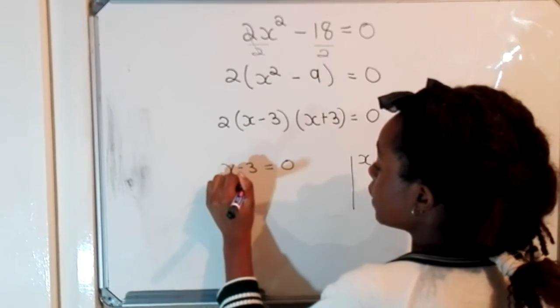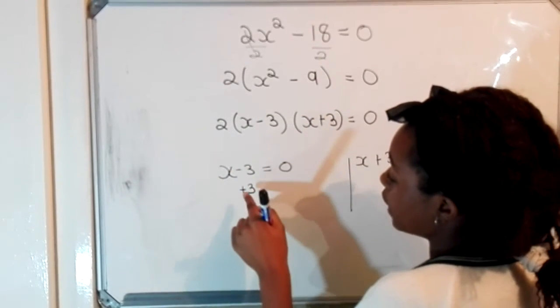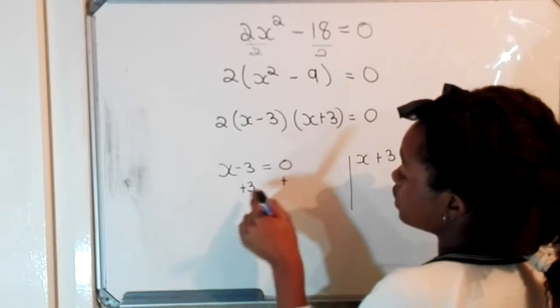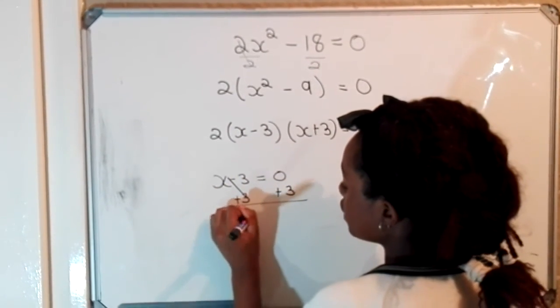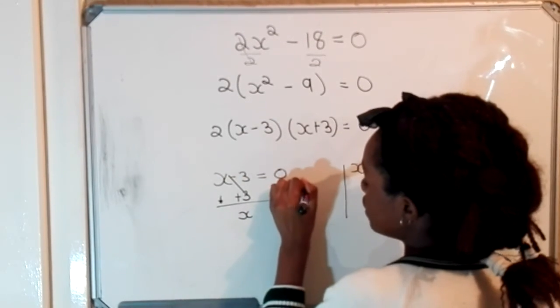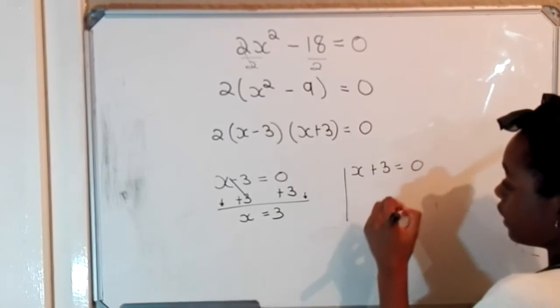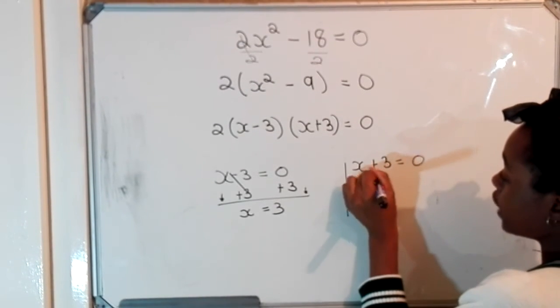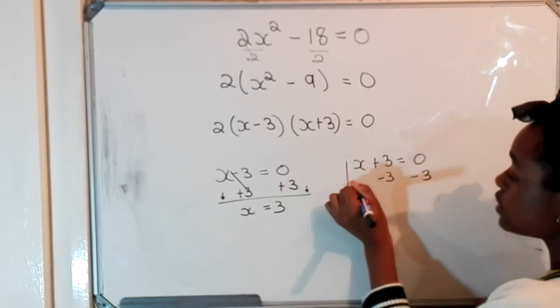So here I'll add 3, because the opposite of minus is plus, and whatever I do on this side, I must do on this side as well. So they will cancel, and I'll be left with x. Bring this down. Bring that down. I'll be left with x is equal to 3 on this side. And then I move on to this side. I will subtract 3 on both sides, because the opposite of plus is minus.